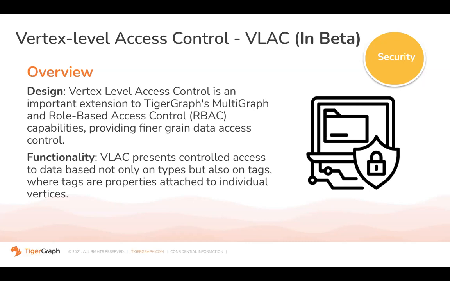For users who are operating through VLAC, they will be working only with the tag-based graph. They don't look at the entire graph, the base graph, which has all of the attributes. So in a way, it silently filters out the data that they're not supposed to see, similar to how row-based access control works.